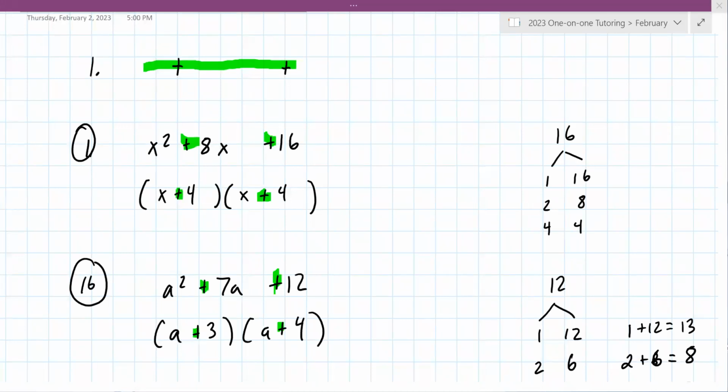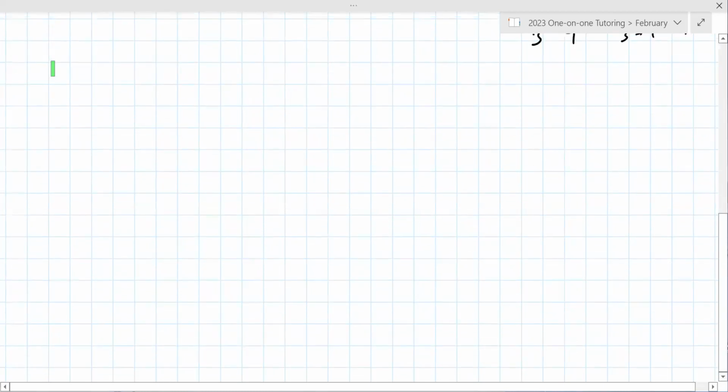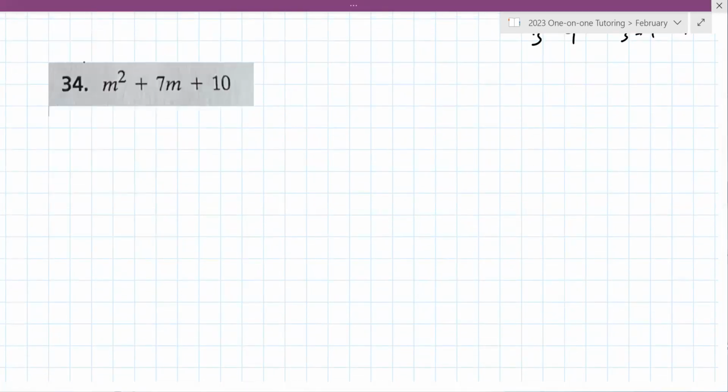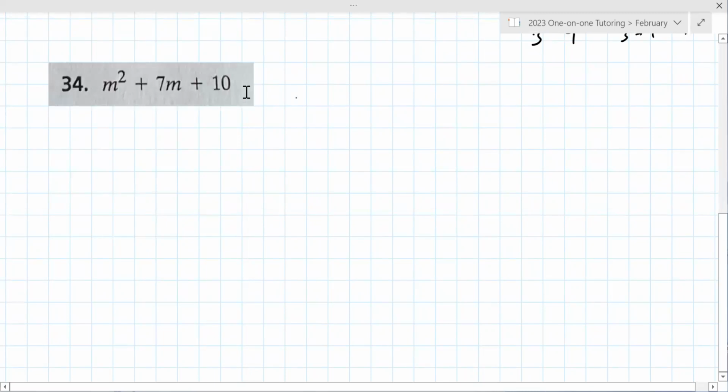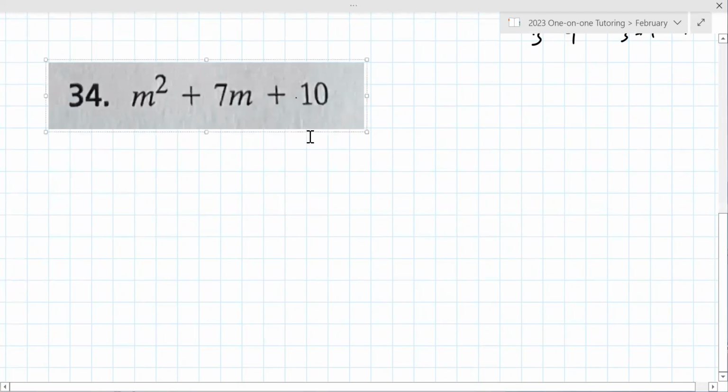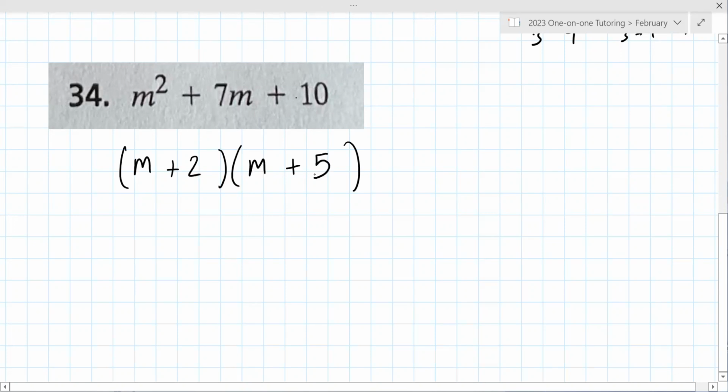So let's look at 34 next. And I want you to see that it's the same type of problem. They're both positive. The letters can be different, but it's the same deal here. So your answers are going to be plus plus inside here. Okay, so now can you find two numbers that multiply to 10 but add up to positive 7? 2 and 5. So it's m plus 2, m plus 5.